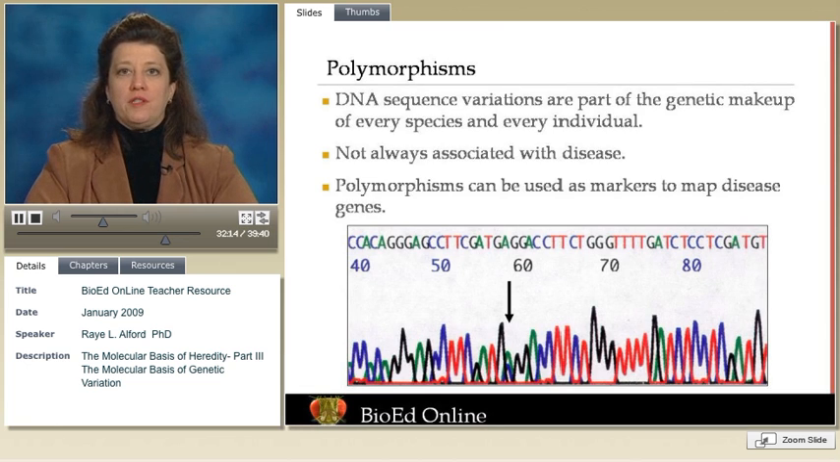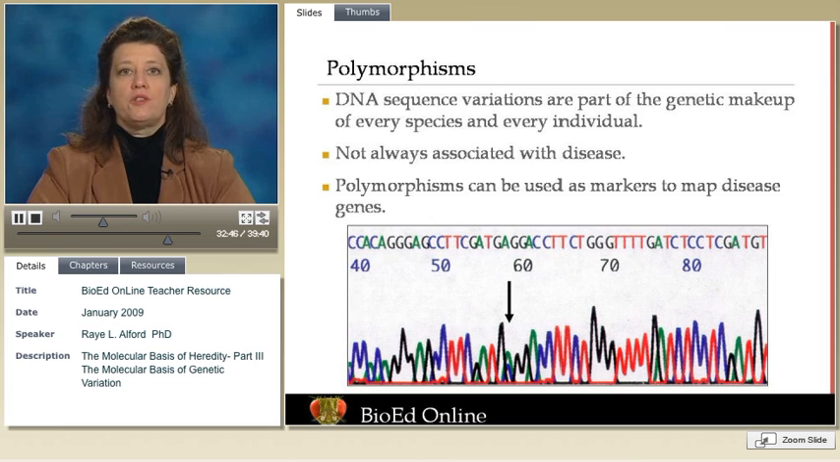A polymorphism is a DNA sequence variation that is common in the population, as opposed to a mutation which is more rare. The term polymorphism also is used frequently in clinical genetics to distinguish a DNA sequence variation that is unrelated to disease from a DNA sequence variation that is associated with a disease. A polymorphism occurs in the human genome roughly every 250 to 1,000 base pairs.